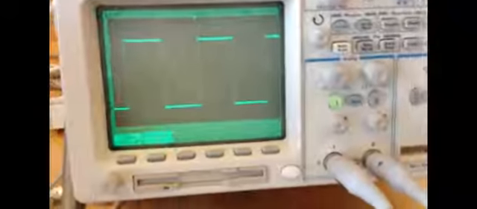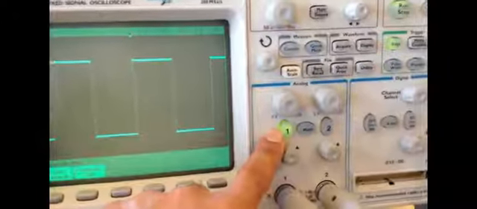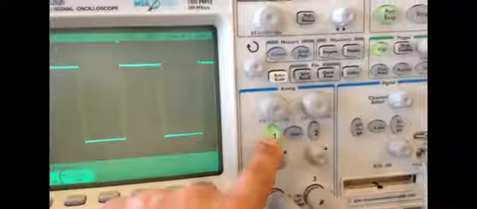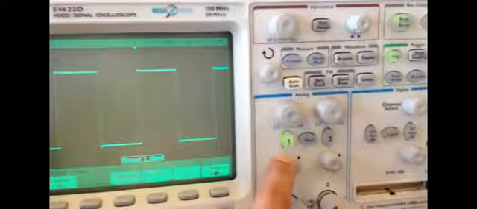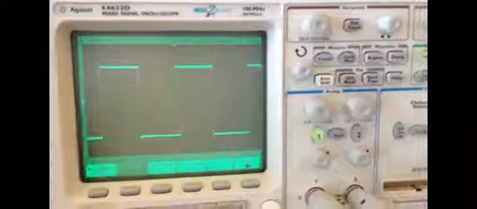But let's see what other stuff we have here. Channel 1, as you can see, the light for channel 1 is on, meaning that the signal is available there. You can turn it off or on by just pressing it. If I press it, it's off and you don't see anything on the screen. If I press it back on, the signal appears again.